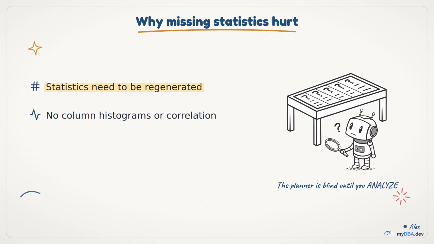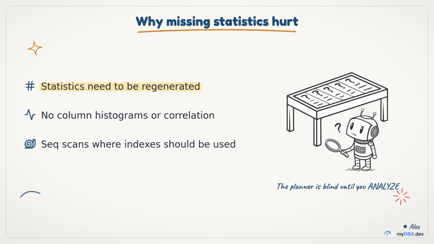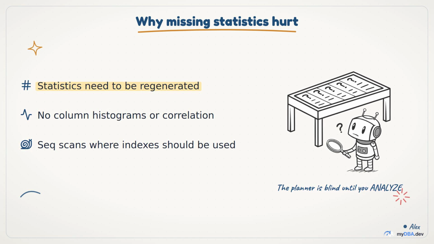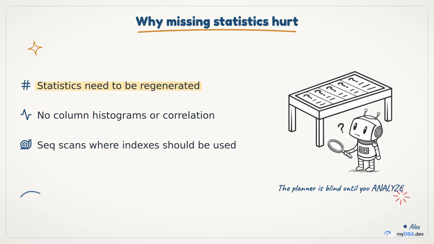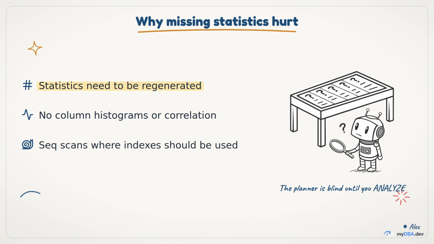There are no column histograms, most common values lists, or correlation stats until you run analyze. The planner makes decisions based on defaults, which means it'll choose sequential scans on multi-million row tables because it thinks they're tiny. Queries that were fast before the upgrade can suddenly take minutes.